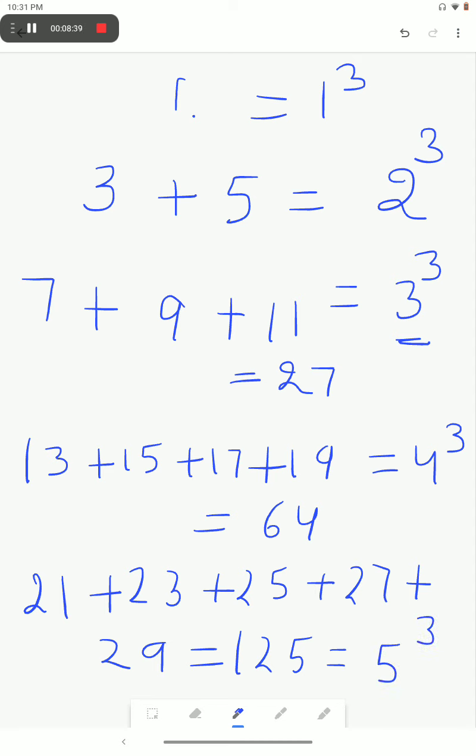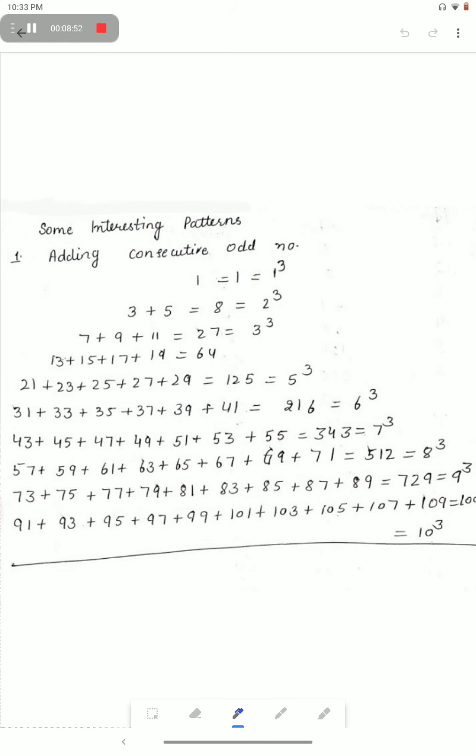Now pause the video. All of you please pause the video and then write the same pattern. Using the same pattern you have to write up to 10 raised to power 3. Now you can tally your answers with this table.